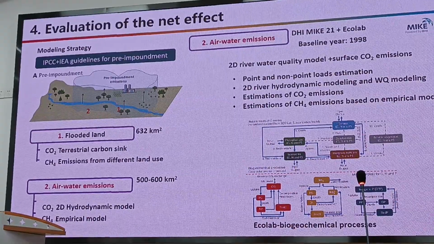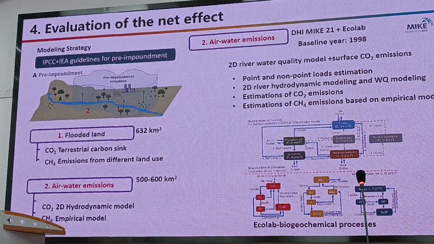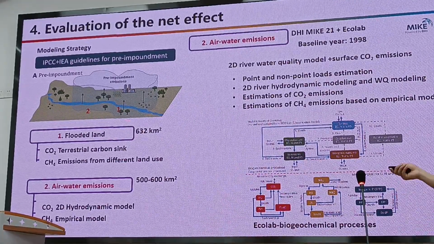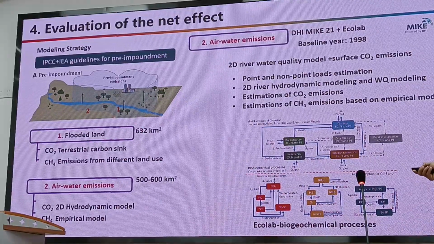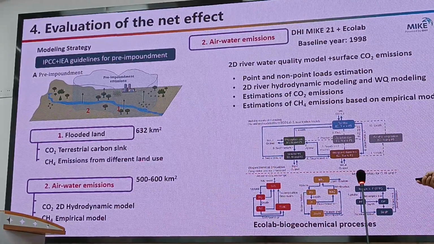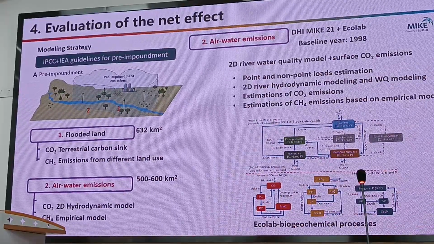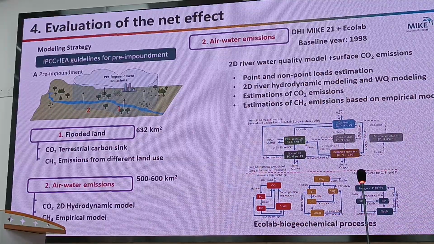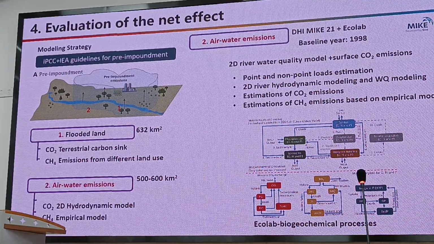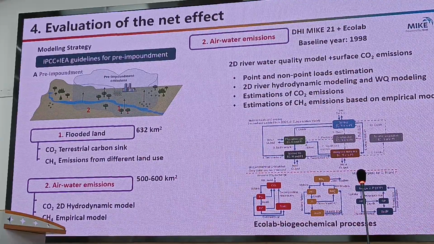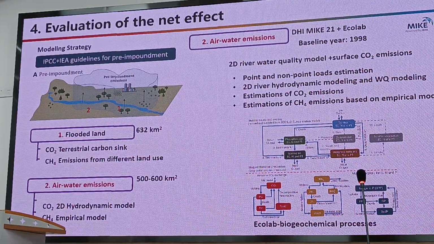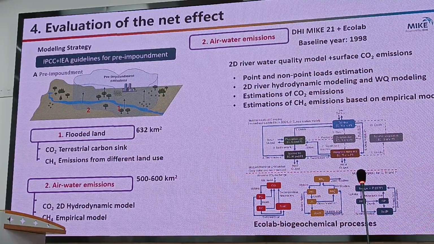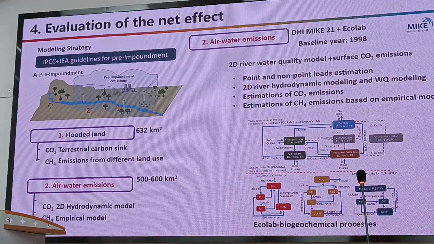So in 2017, we started an evaluation strategy for the Three Gorges evaluation of net. We divided it into two parts. The first part is the flooded land, which is 332 square kilometers. We use the IPCC strategy to evaluate the terrestrial carbon sink and the CO2 emission from different land use. And for the air-water emissions, we use the 2D hydrodynamic model and the methane empirical model, and we use the MIC ecolab. The baseline year for the pre-impoundment is 1998, before the impoundment.